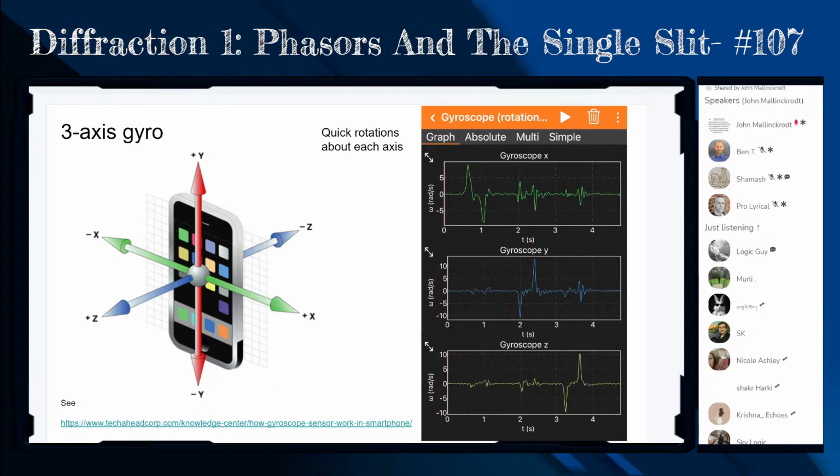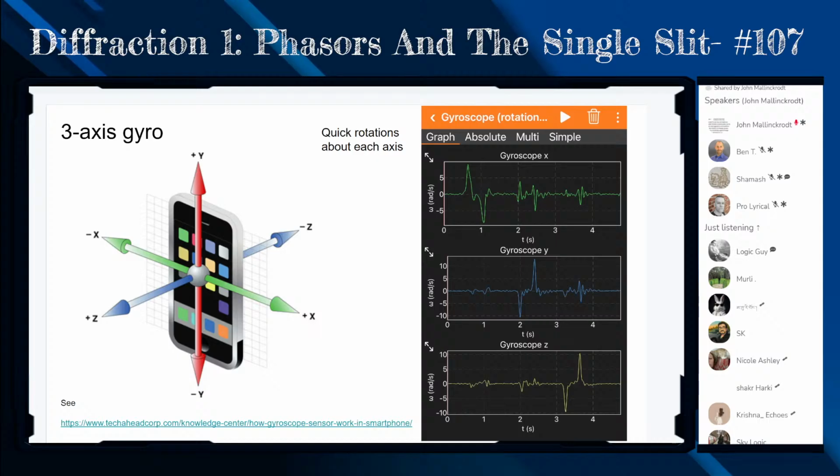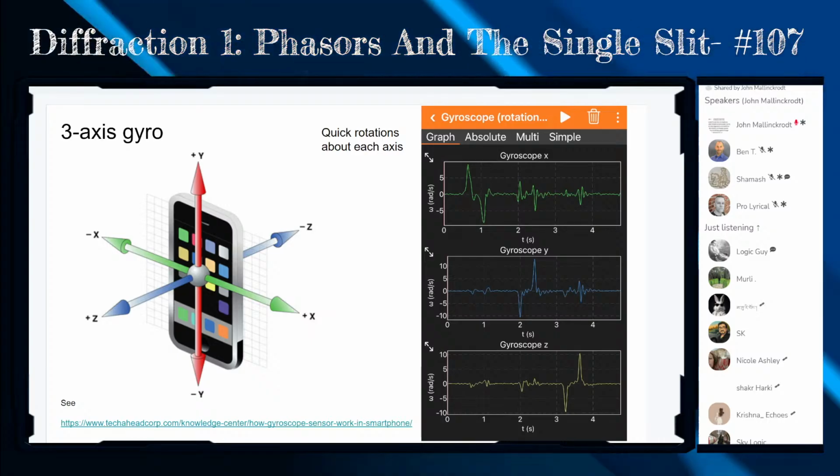So there's a little noise, a little rotation is also going on around some of the other axes. But in particular, you can see by the fact that the green line goes positive first and then negative, that when I rotated it around the x-axis, I turned the top part of the phone toward me and then away from me, because the top part of the phone coming toward me corresponds to a positive rotation around the x-axis.